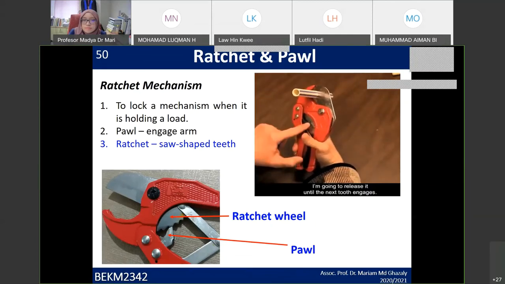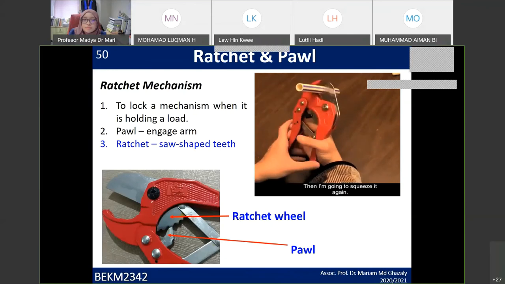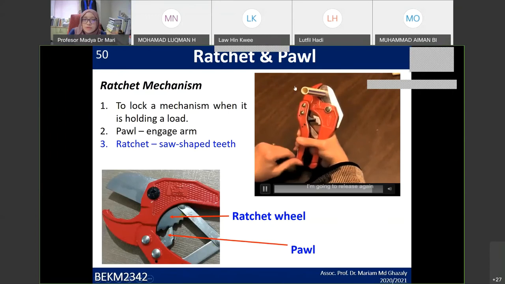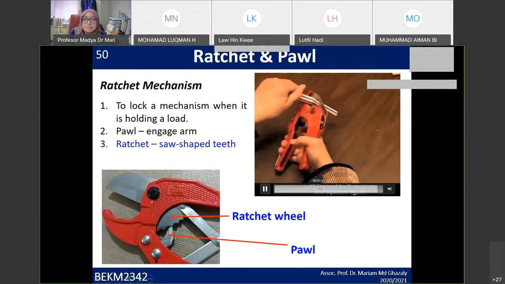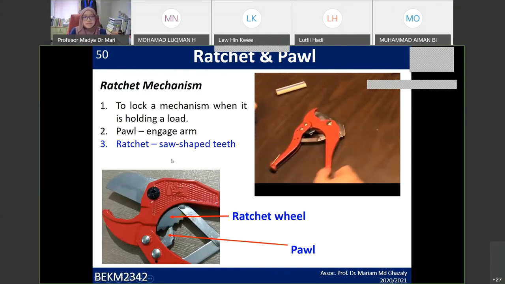And I'm going to release it until the next tooth engages. I'm going to squeeze it again. See, it hasn't gone all the way through. I'm going to release again until the next tooth engages. And squeeze again. And then it's cut. So that's how the ratchet mechanism works.